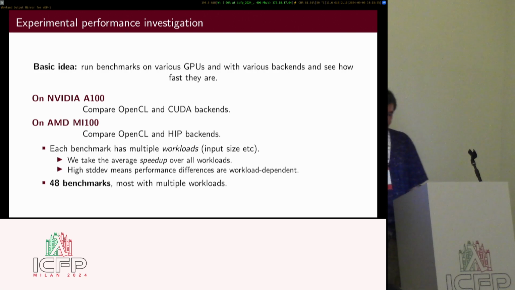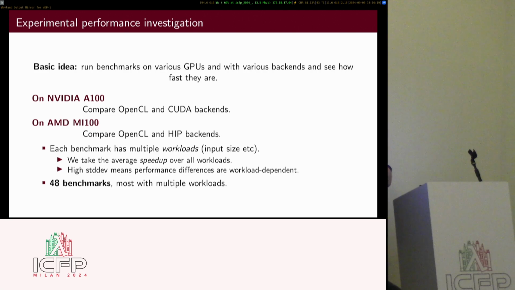So each of these benchmark programs has different workloads. You can think of them as input sets that can behave differently. And the way my metric works here is that I take the average speedup over all of the workloads per benchmark, and then that characterizes the benchmark. And as we'll see, if you have a high standard deviation for a benchmark, that doesn't mean the individual runs differ a lot, of course, I also do more than one run per dataset. It means that the different workloads have a significant difference in the speed when comparing the two backends.